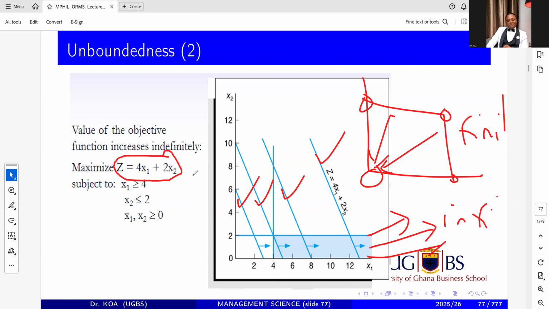What is the difference between unboundedness and infeasibility in linear programming? Who can tell me? Who can guess? Infeasibility and unboundedness. Doc, I think that the infeasibility gives us no solution. Yeah. But the unboundedness is likely to give us infinitely many solutions.